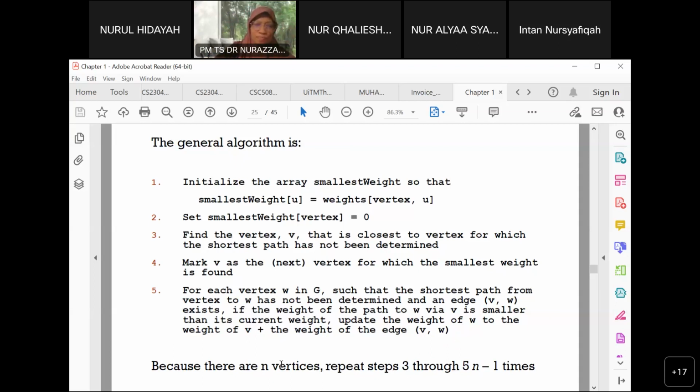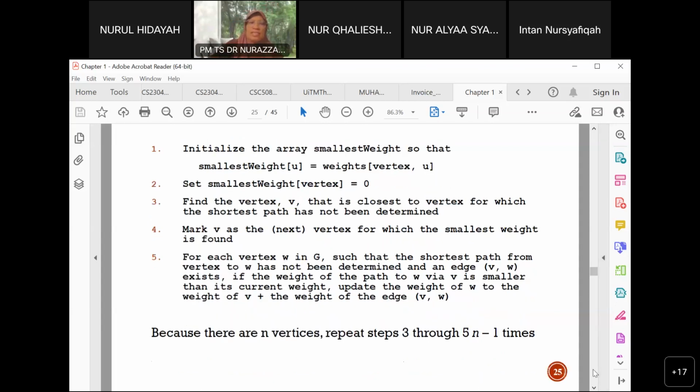And then because there are n vertices, repeat steps 3 through 5 n minus 1 times. That means this one is a loop lah. Kita akan repeat sampailah semua kita dah check semua edges yang menghubungkan di antara vertices dalam graph tersebut. And the last one, apa yang ada dalam array smallest weight tu, itulah represent the smallest or the shortest path from that vertex to any other vertex. Okay, so this the general algorithm of Dijkstra algorithm ataupun shortest path algorithm.